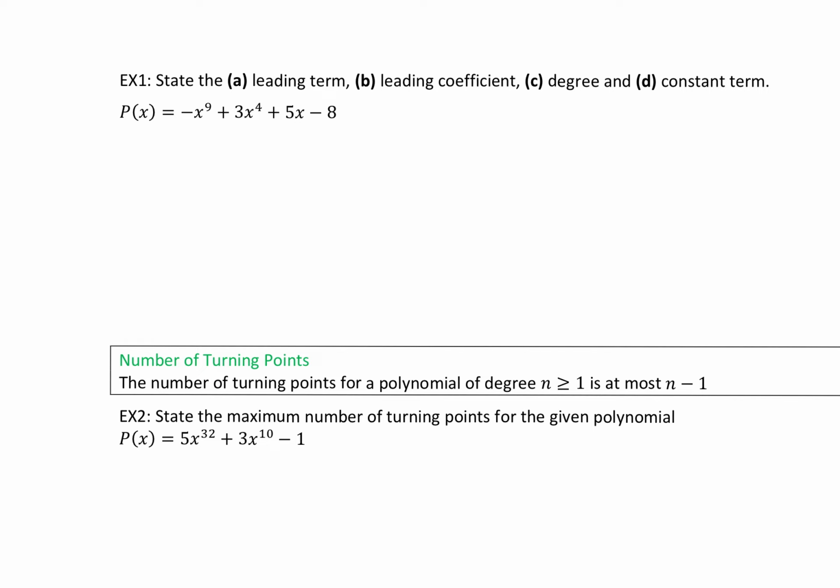In example 1, we want to state the leading term, leading coefficient, degree, and constant term for this polynomial. Well, first of all, we notice that the leading term is the first term, negative x to the 9. In part B, we just want the leading coefficient. So that would be the number on x to the 9, which would be a negative 1. Because remember, this is negative 1 times x to the 9. And then C, degree, that would be 9. That's the largest exponent. And then the constant term would include the negative, the minus sign in front stays with it. So it'd be a negative 8.